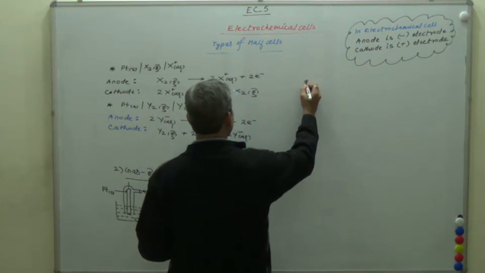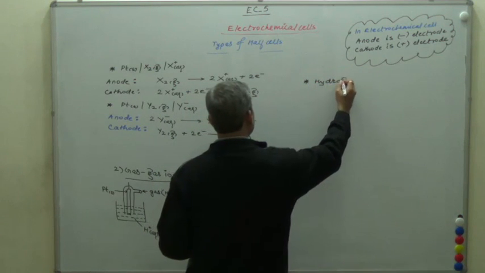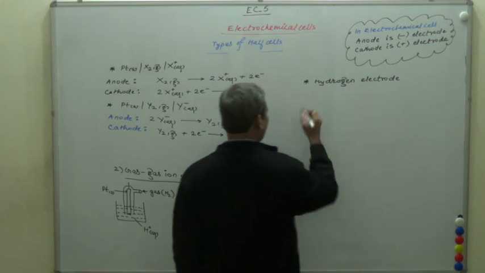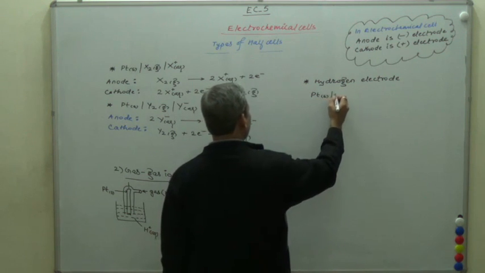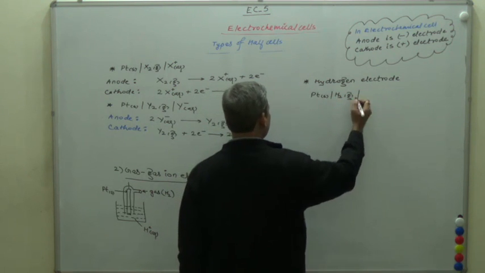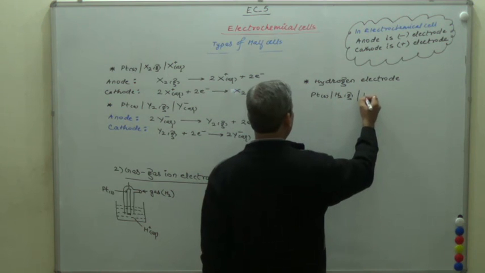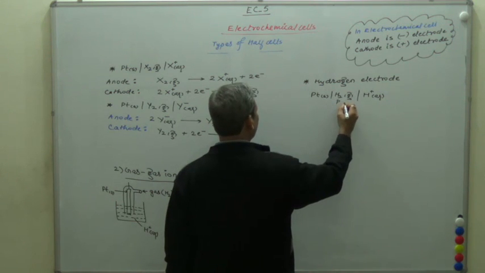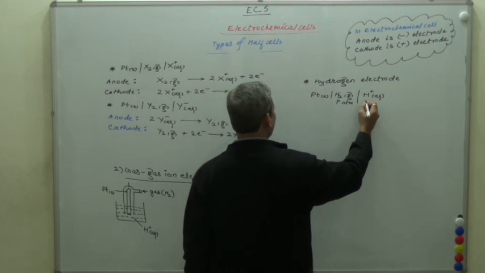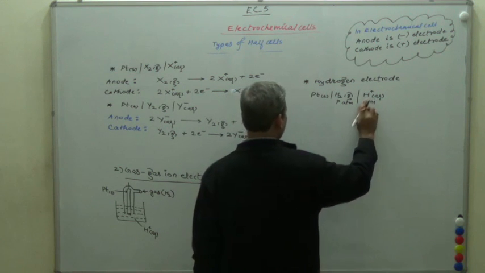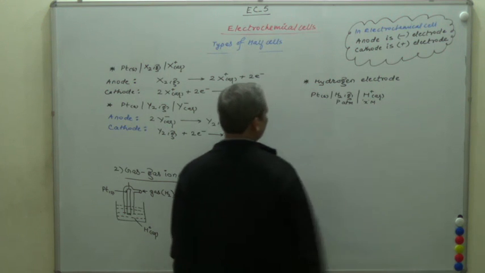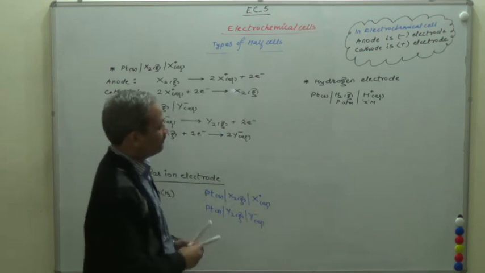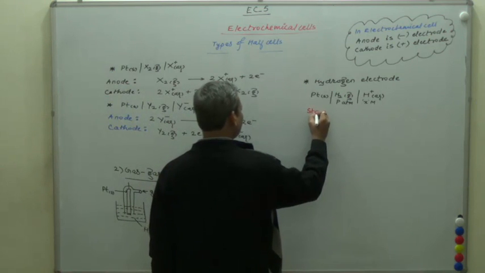Now we can take some examples, like the hydrogen electrode. In the hydrogen electrode, hydrogen gas at some pressure is passed over platinum and dipped in a solution of H+ ion having some concentration, and let the pressure of hydrogen gas be P atmosphere and the concentration of H+ ion be some X molar concentration. So this is the hydrogen electrode.